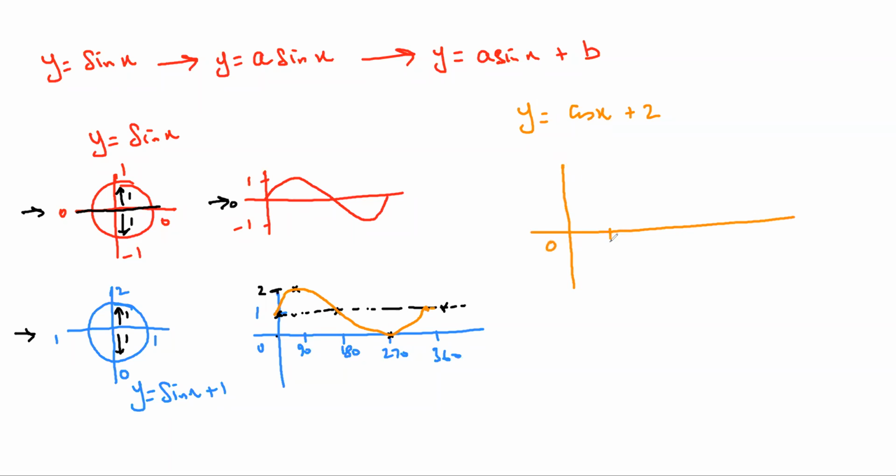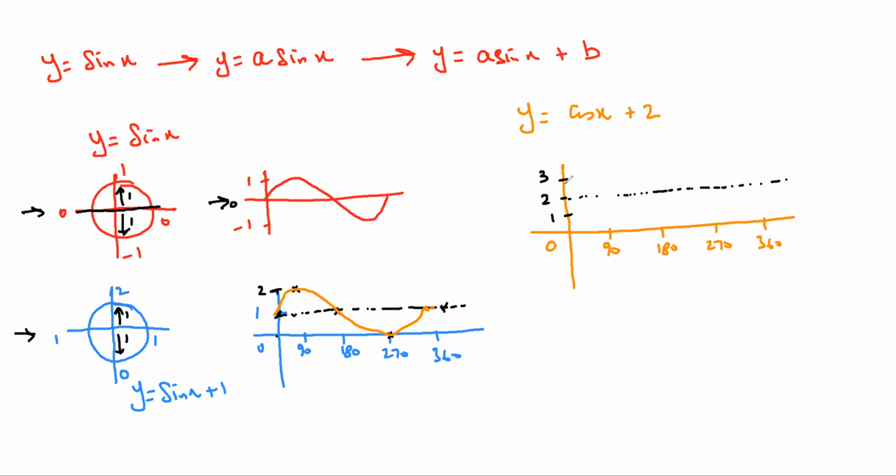So this is 0, 90, 180, 270, and then there is the 360, okay? So now you will have the axis of the graph at this 2, okay? So here is the axis of this graph, okay? And this 3 is the maximum and this 1 is the minimum, okay?